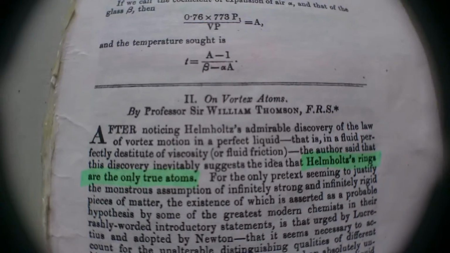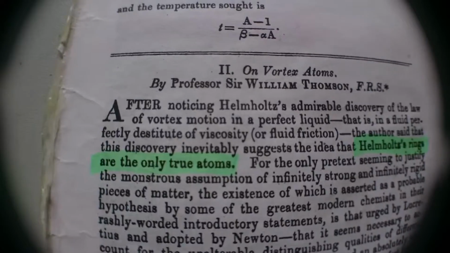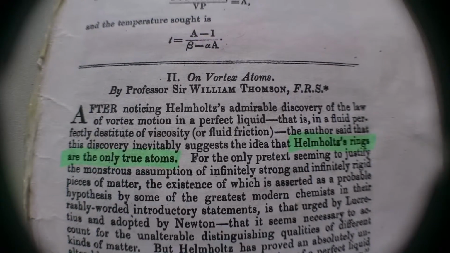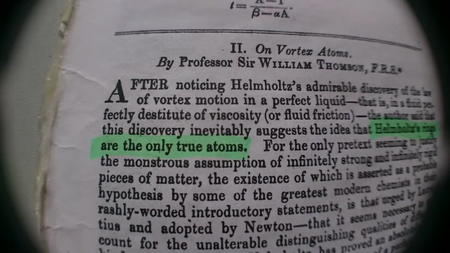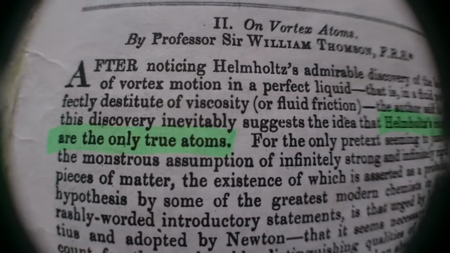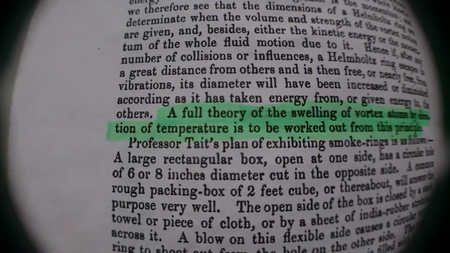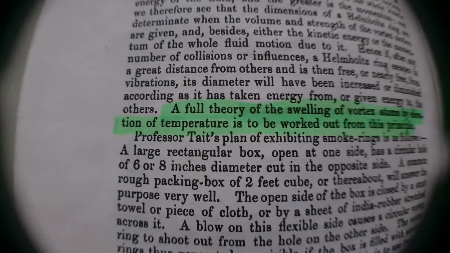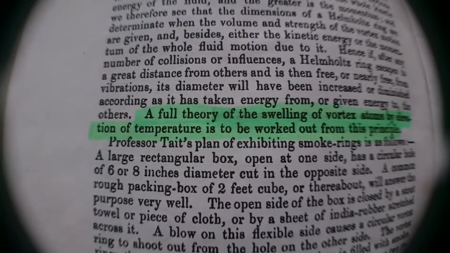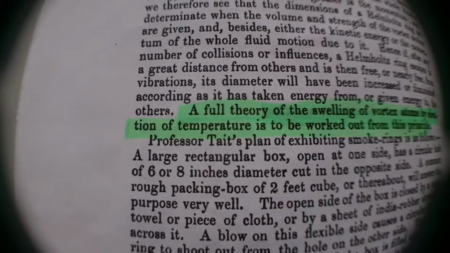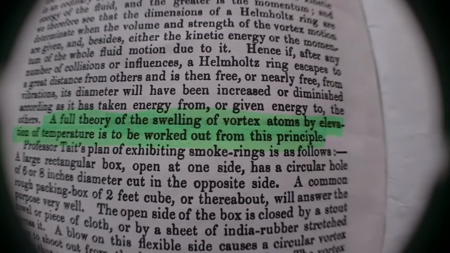Okay, so this is the paper by Sir William Thomson. "After noticing Helmholtz's admirable discovery of the law of vortex motion in a perfect liquid, this discovery inevitably suggests the idea that Helmholtz rings are the only true atoms." And same paper: "A full theory of the swelling of vortex atoms by elevation of temperature is to be worked out from this principle." I would also like to accomplish this idea, and I don't think I can do this alone.